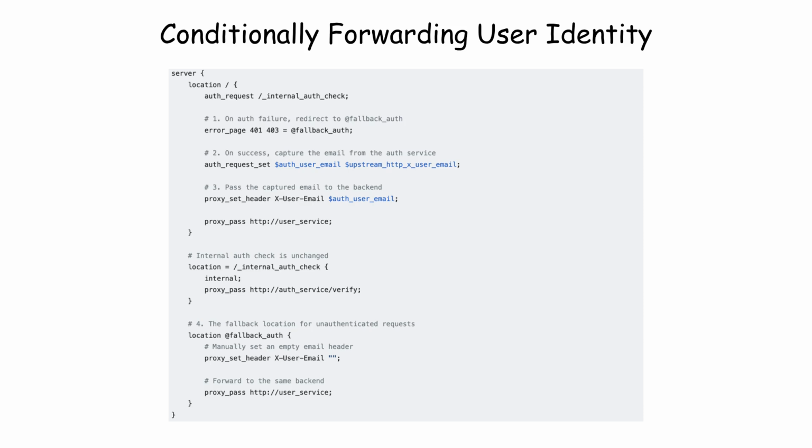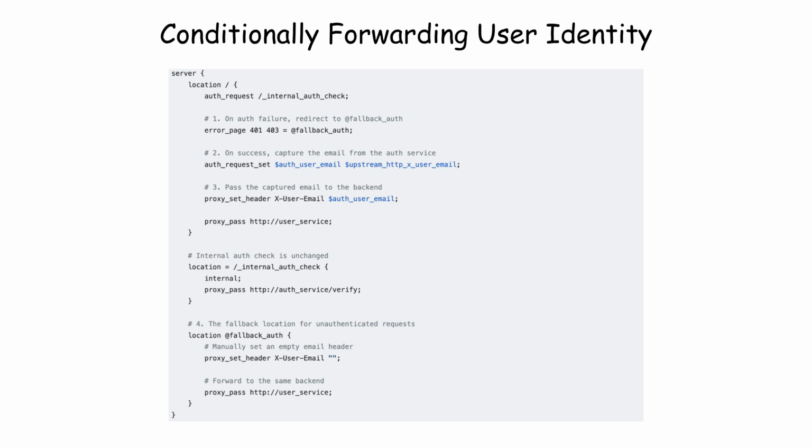We use the error_page directive to intercept 401 and 403 errors from the auth_request. Instead of blocking, NGINX performs an internal redirect to a named location we've called @fallback_auth. This is a powerful control flow mechanism. If the auth_request is successful, we take the first path. We use auth_request_set to capture the X-User-Email header from the auth service's response. If the auth_request fails, NGINX takes the second path, jumping to our @fallback_auth location. Here, we explicitly set the X-User-Email header to an empty string.